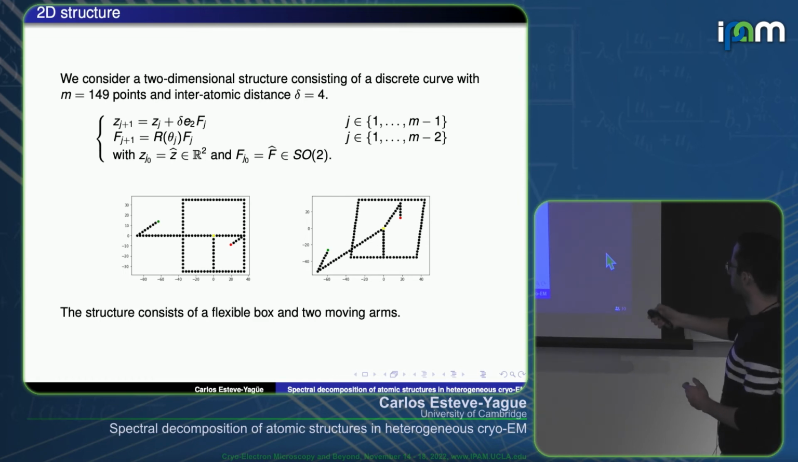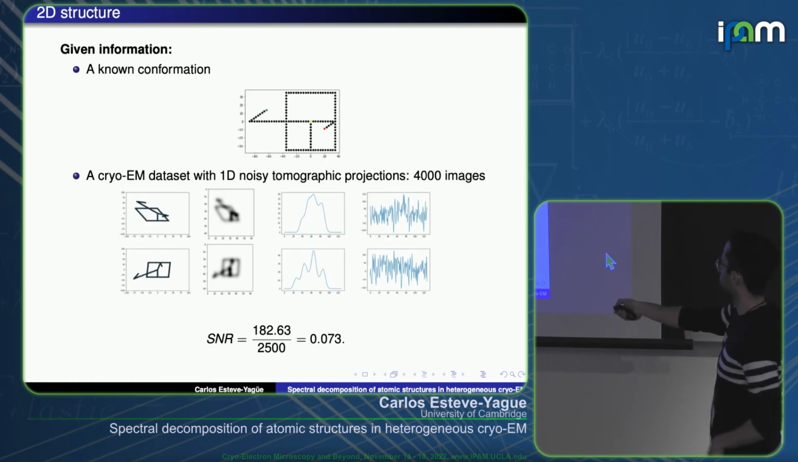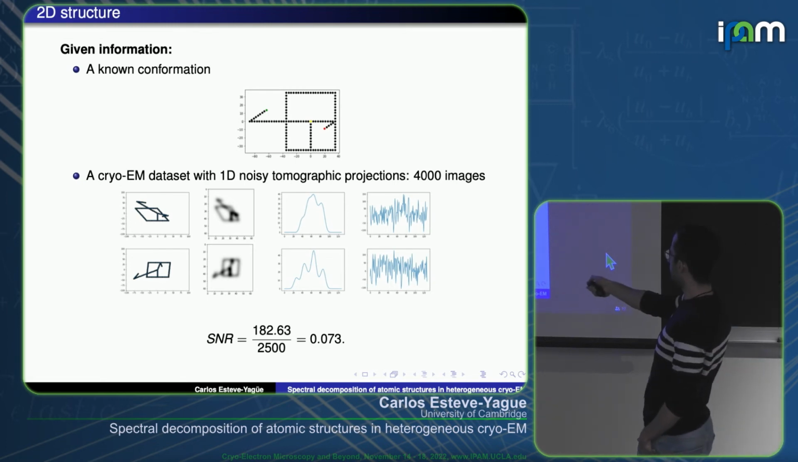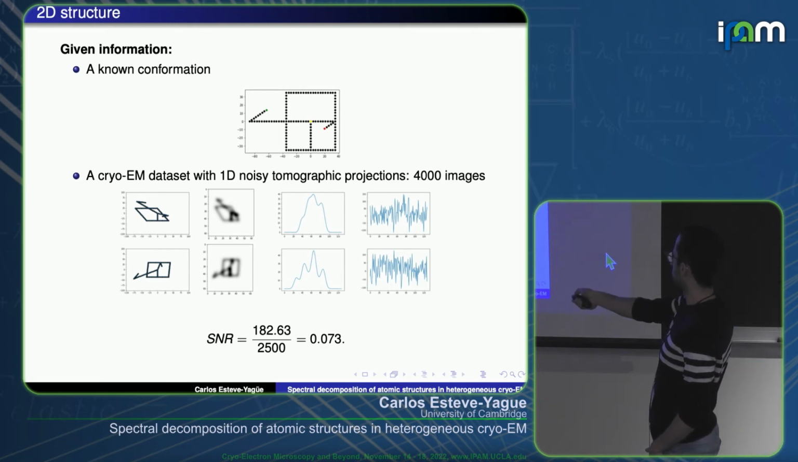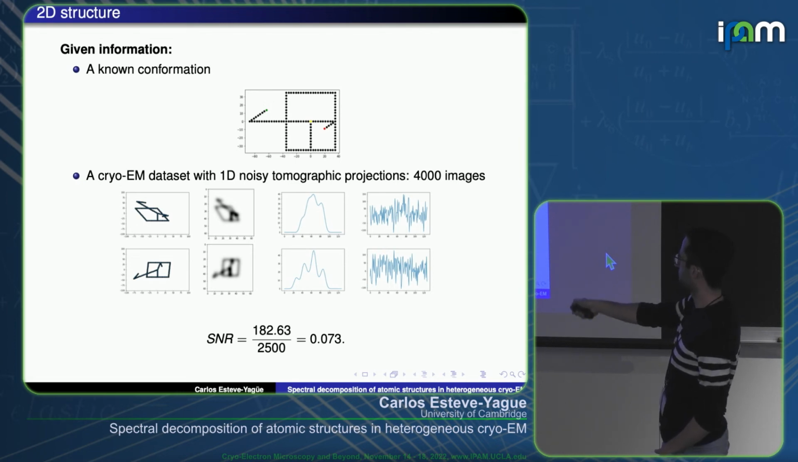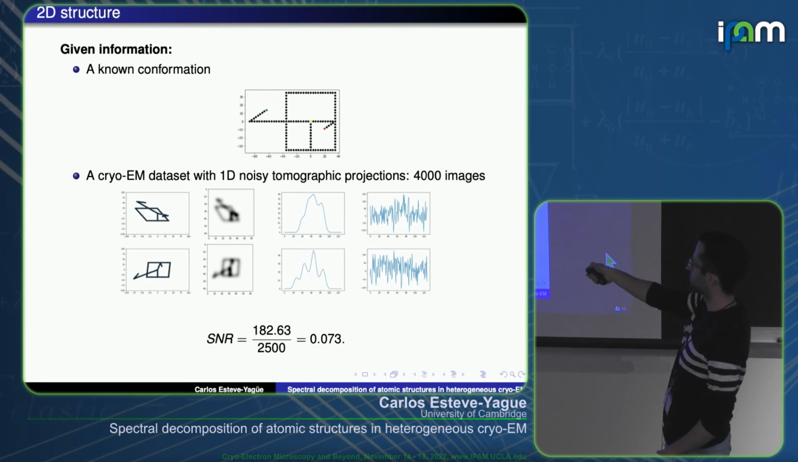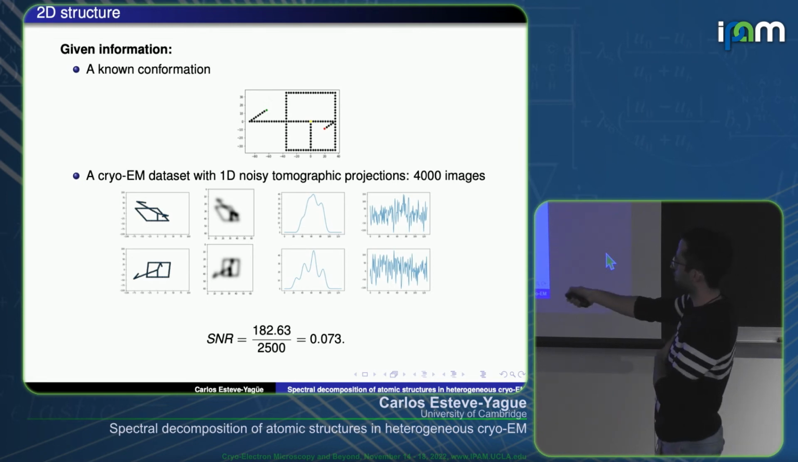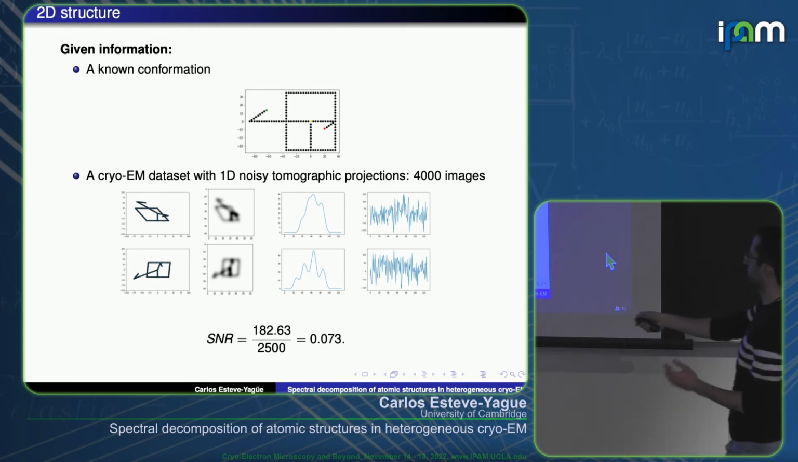Then I compute this projection, and I obtain for each structure a 1D density function, and then I add noise. I get something like this. So from this, you want to obtain this, and you know that all the structures are a deformation of this, and you want to estimate how the arms move and how the box is deformed.